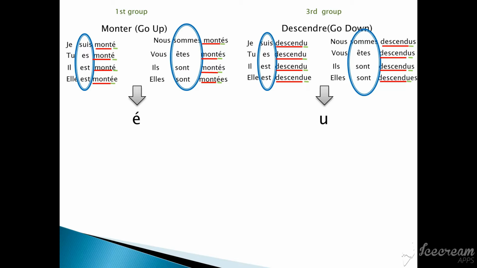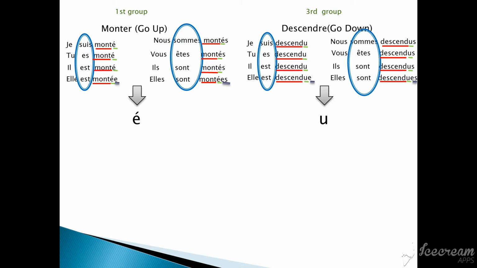However, I'm sure that you have noticed something different with the ending, because for some subject pronouns, the ending is é only or u only, and for other subject pronouns, the ending is é plus s or é plus e, or u plus s or u plus e. So let's explain all these.